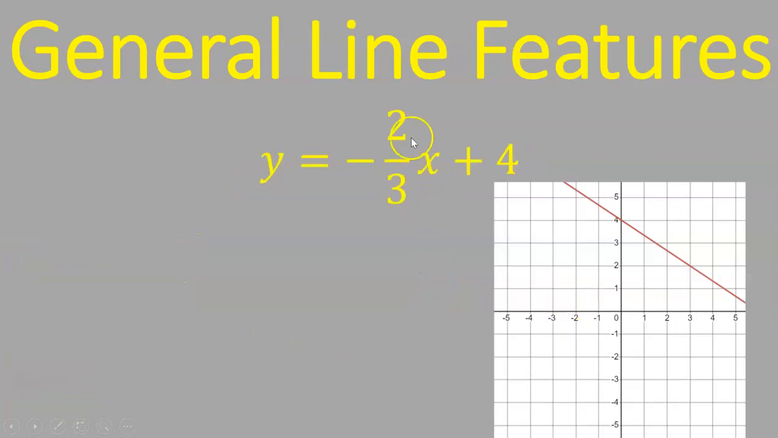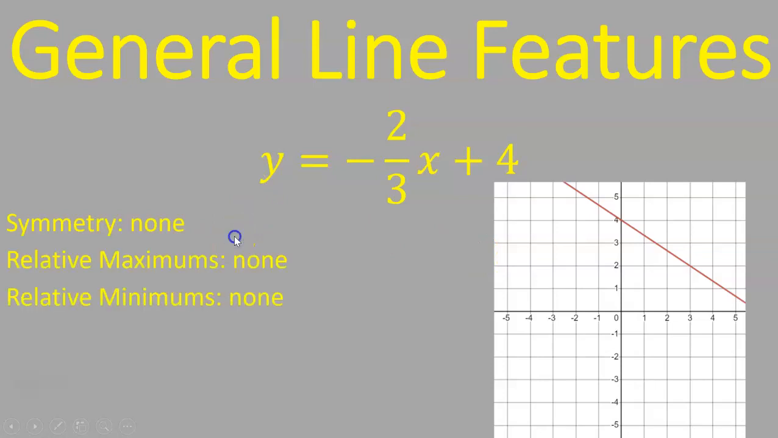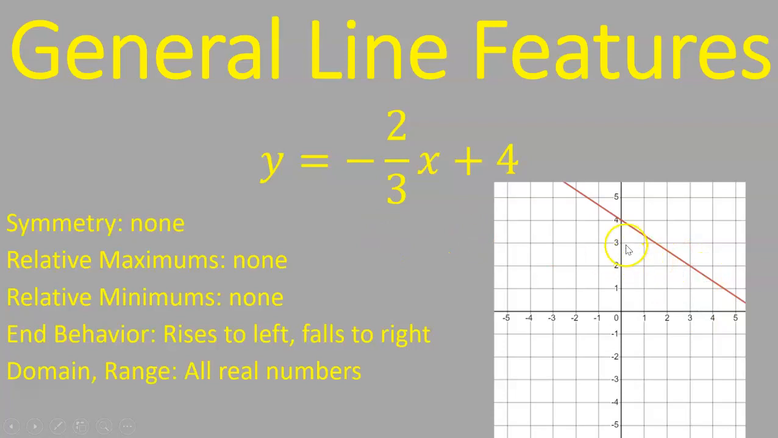Okay, same graph, same equation. No symmetry. Again, we don't really say that for a line, nor do we say anything about maximums or minimums. In behavior, this one rises to the left and falls to the right, which again, is just common sense looking at it. Domain and range, again, if it's an oblique or slanted line, it's always going to be all real numbers. More on that later. And your rate of change, again, is your negative 2/3. Down 2, which you can count from here, down 2 over 3. That's a little bit about general line features.